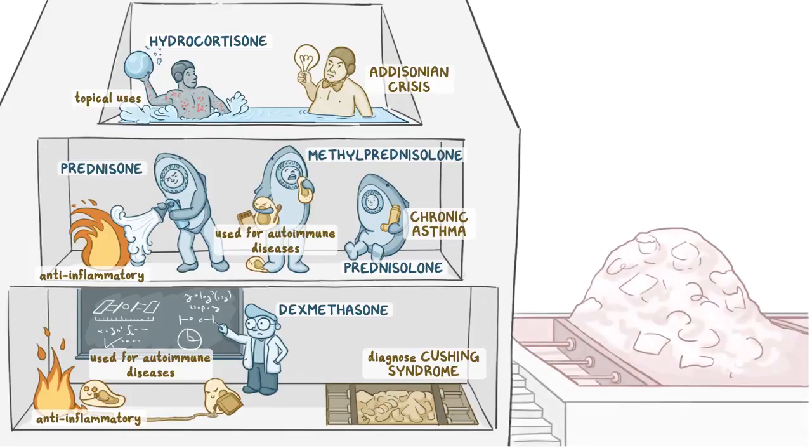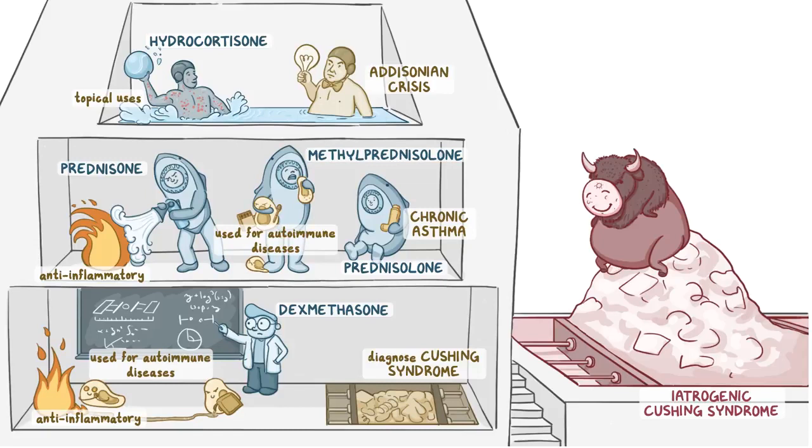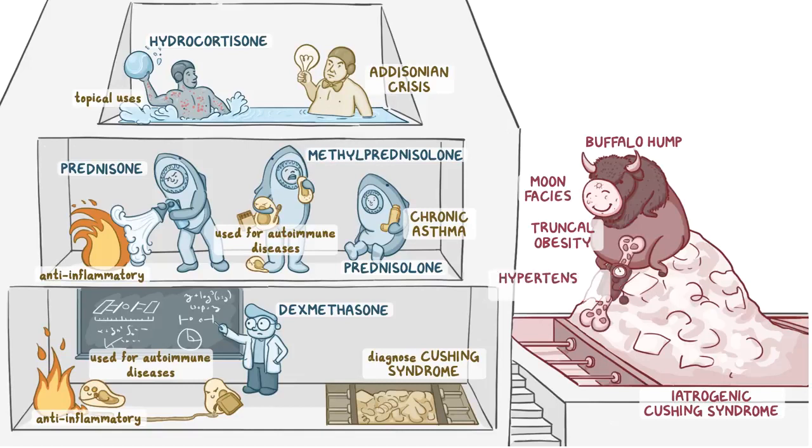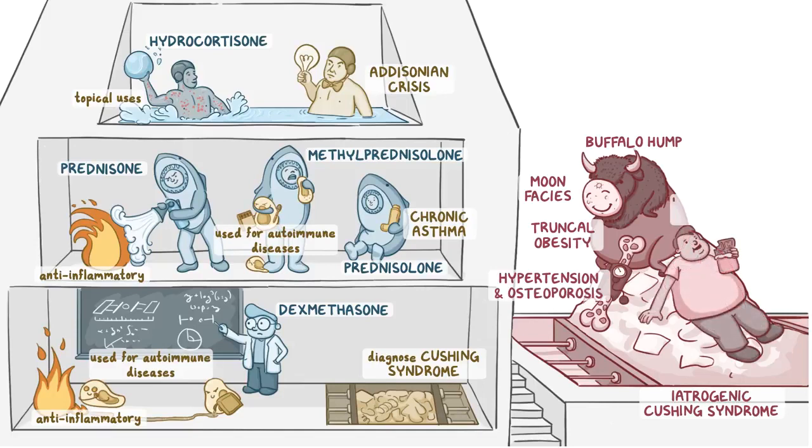Now let's head out of the building for the side effects. We have a trash compactor outside for iatrogenic Cushing syndrome, which is caused by glucocorticoids not produced inside the body. So to help you remember some of the symptoms, let's put some stuff in this trash compactor. There's a buffalo with a fat torso, wearing a smiling moon mask to help represent buffalo hump, truncal obesity, and moon facies. We can put a blood pressure cuff wrapped around a bone with holes in it for hypertension and osteoporosis. Finally, there's an obese man eating a candy bar to represent hyperglycemia and diabetes. There's bacteria climbing around him to represent an increased risk for infections.